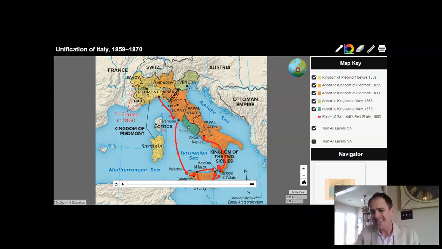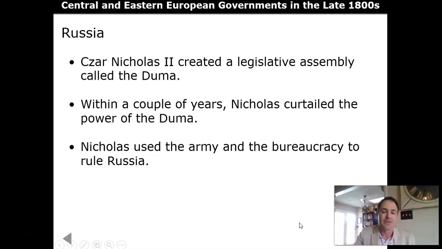I mentioned also that Italy had unified under the leadership of the Kingdom of Piedmont. You see it there in the north. So they are becoming a growing power in Europe. As I mentioned, in Russia, things are in decline, especially after the war in Crimea. They're starting to make some changes, bringing in some democracy, but really it's going to continue to be ruled by the Tsar, their emperor, who uses the army and bureaucracy to rule Russia.